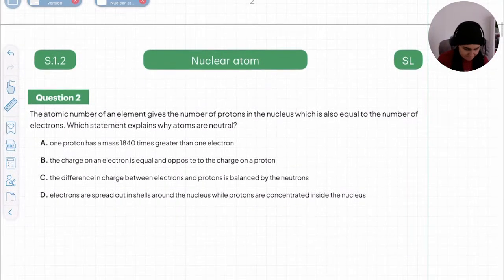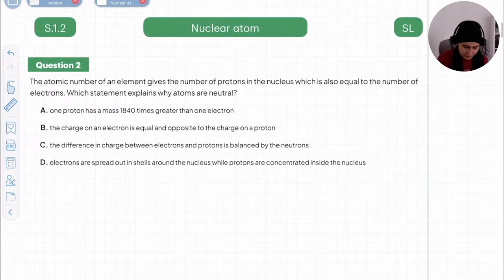Next, the atomic number of an element gives the number of protons in the nucleus, which is also equal to the number of electrons. Which statement explains why atoms are neutral?